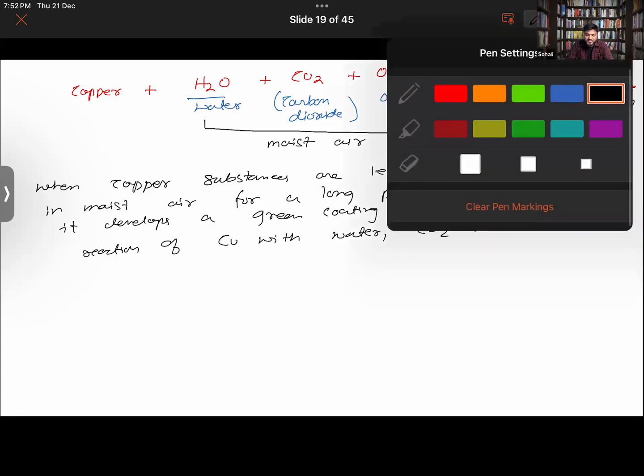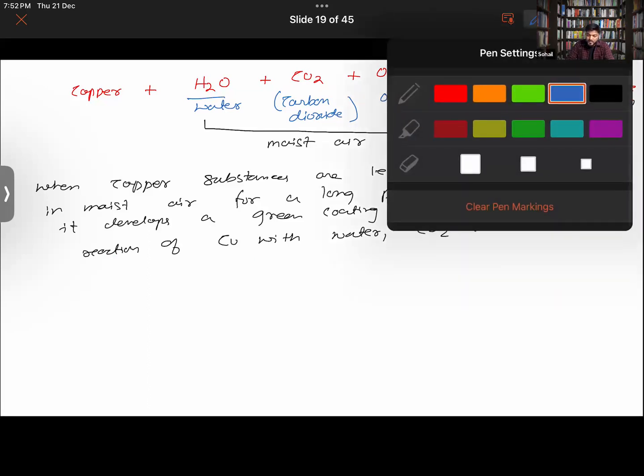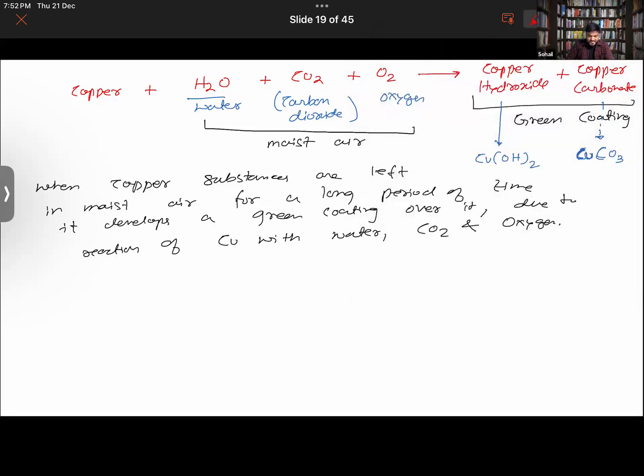And just as we say corrosion of iron, here also you will call this corrosion of copper. In oxidation, basically oxidation happens, not oxidization. There basically what happens now?